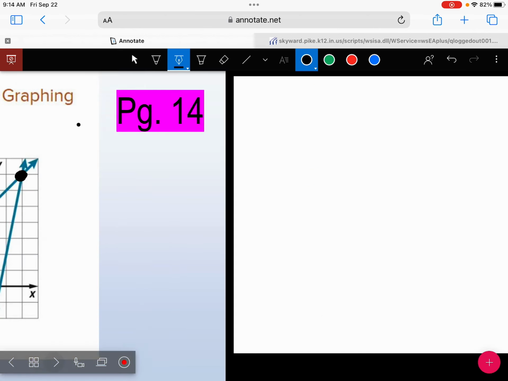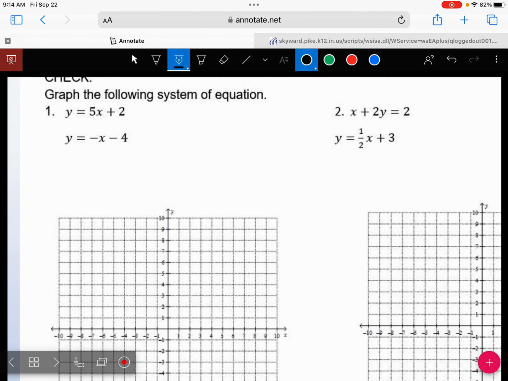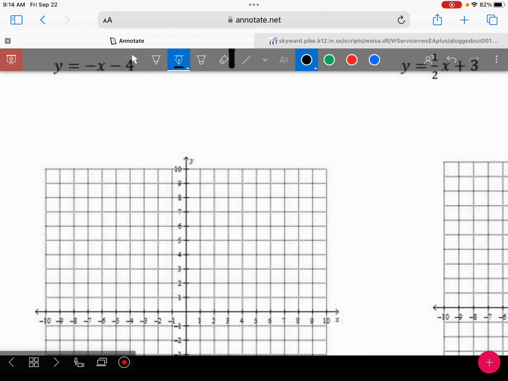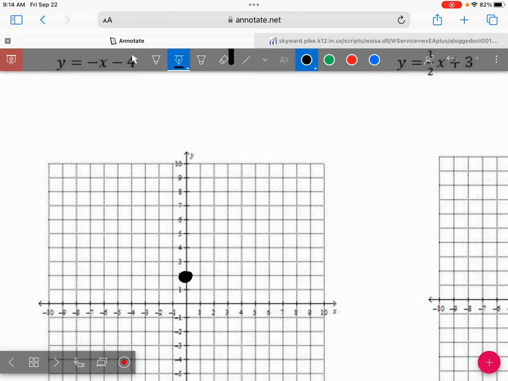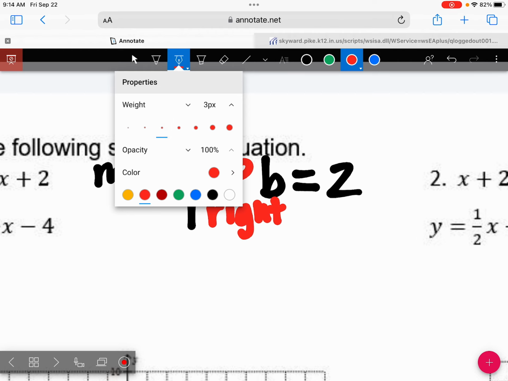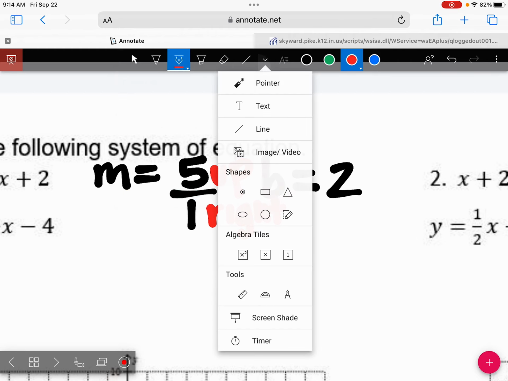So let's go ahead and practice graphing. Let's look at this first one. So M is 5/1 and B is 2. So you're going to go ahead and start this first graph. Start it at 2. And from that point, because it's positive, you're going to move up 5 and to the right 1.